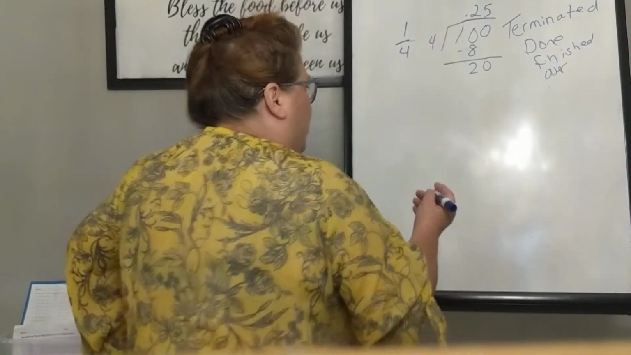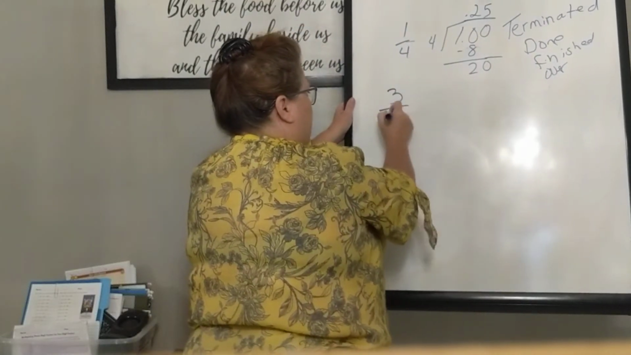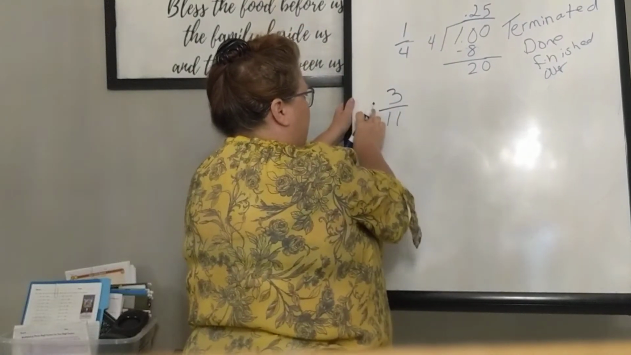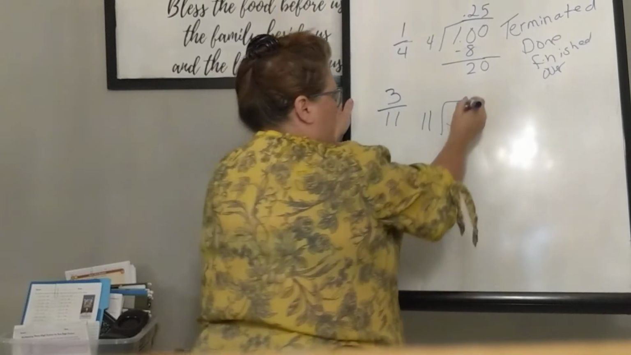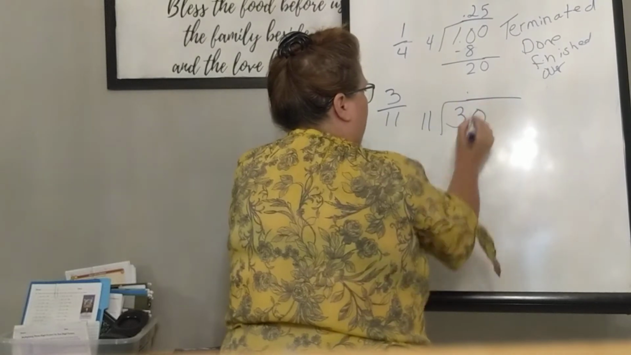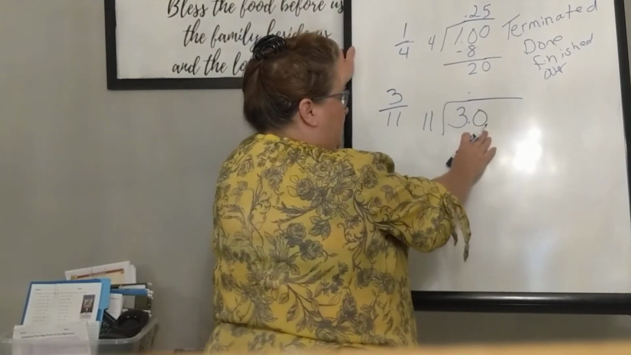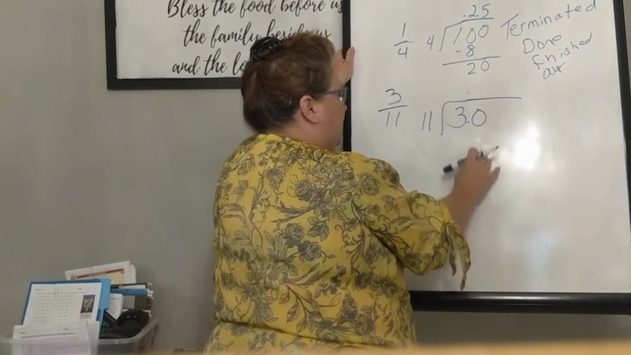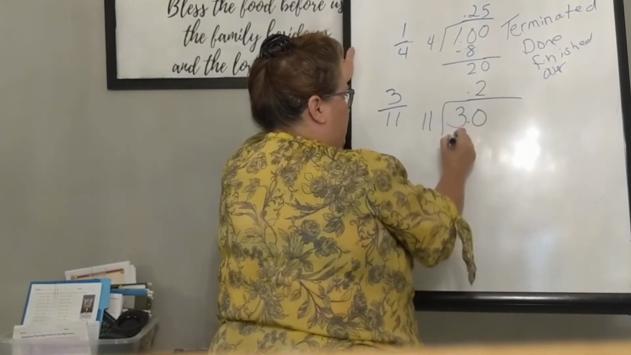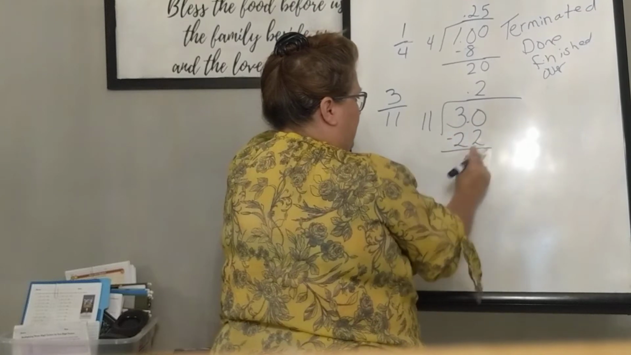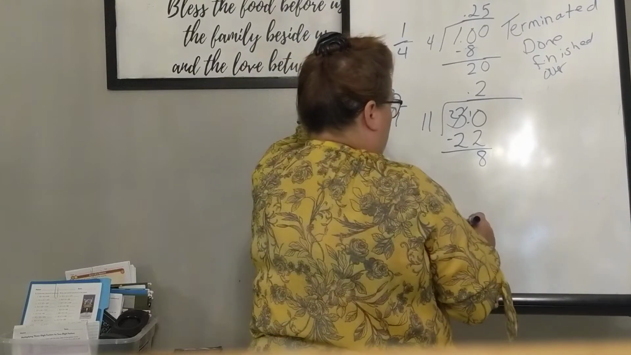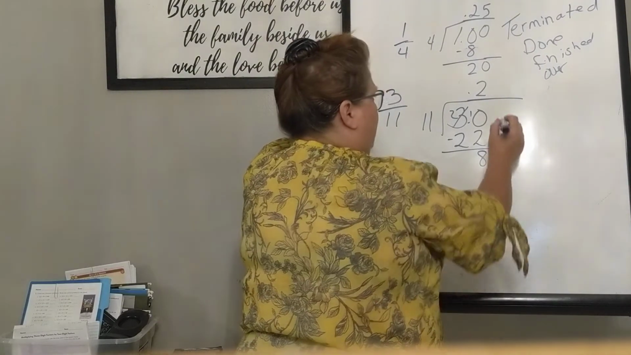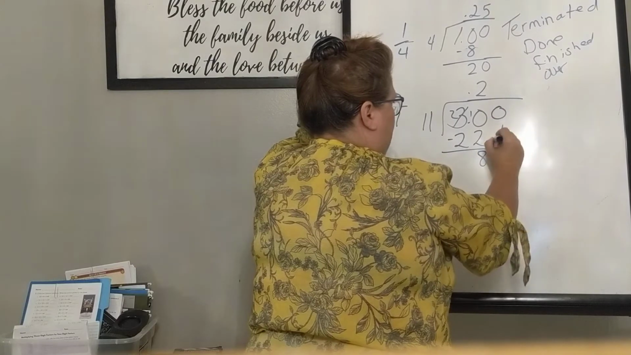All right, so the last one I want to show you is 3/11ths. So this will be 3 divided by 11. All right, so how many times will 11 go into 30? Well, it'll go in there 2 times. 11 times 2 is 22. We subtract. 30 minus 22 is 8. So we annex a 0, and we bring it down.